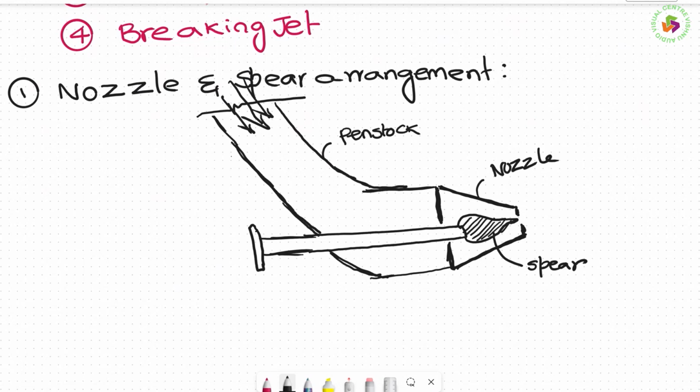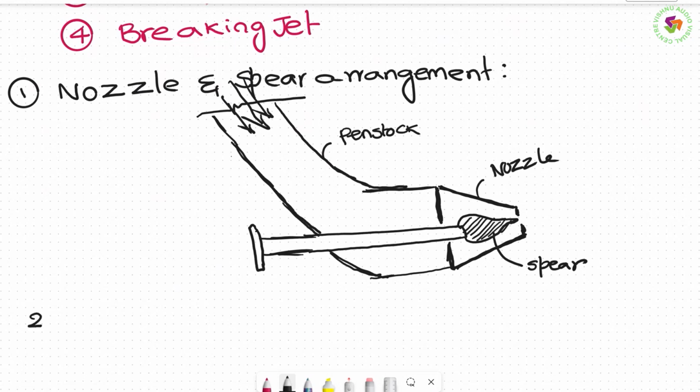Right. So this is the starting thing. At the end of the penstock, we make a nozzle arrangement and a spear. The spear will be moving in and out of the nozzle portion. So if you want to close it, we push it. If we want to allow water, we pull back. That's how we operate this portion.